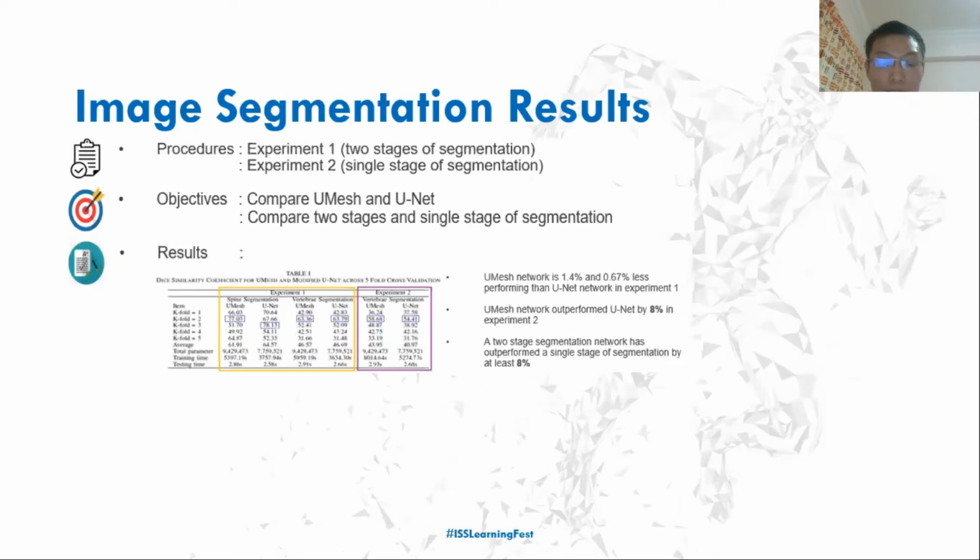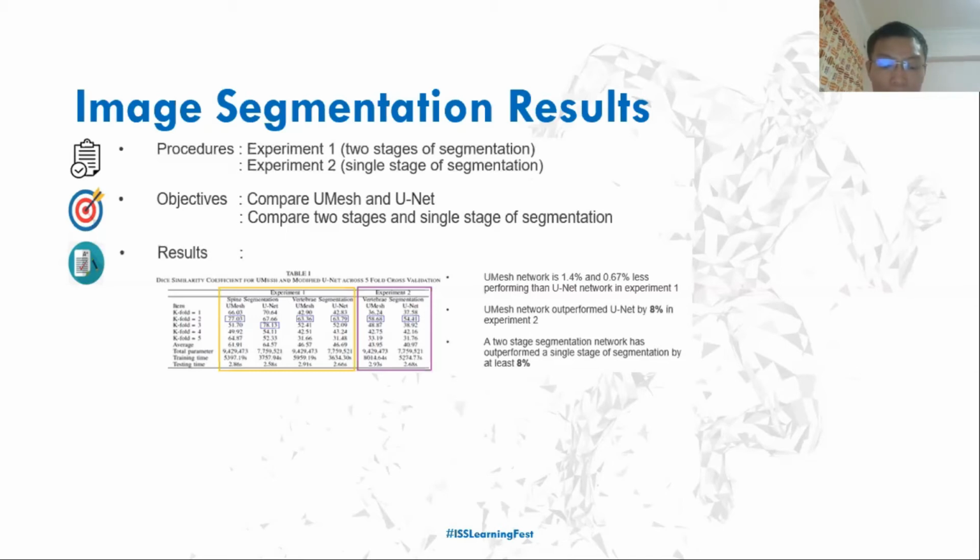In Table 1, we reference the highest Dice score across the 5 folds. UMesh is almost on par with UNet in Experiment 1. However, UMesh network has outperformed UNet by 8% in Experiment 2. When comparing the best Dice score for vertebrae segmentation between Experiment 1 and 2 of Table 1, it could be noticed that a two-stage segmentation network has outperformed a single stage of segmentation by at least 8%.